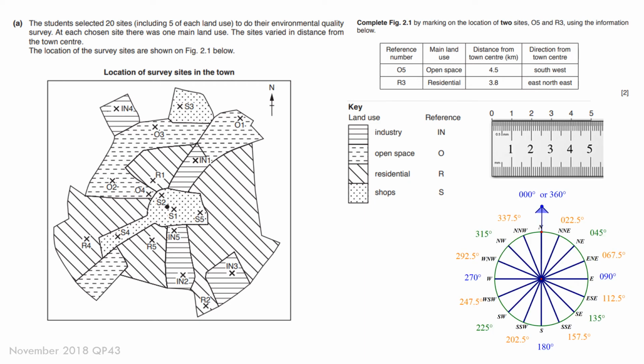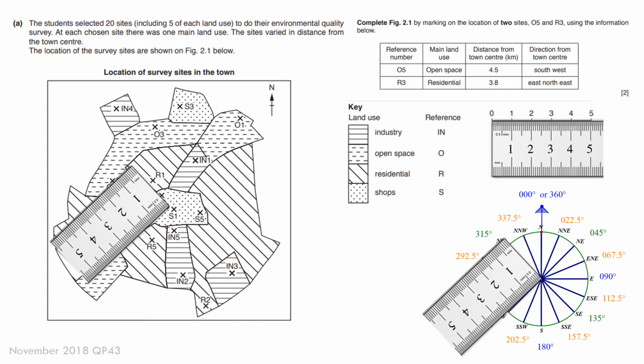I might draw my compass just to refresh the directions I have to go in. So southwest and east-northeast. Now remember, when you are plotting the points, the start point in this case is the town centre, and I'm going in a southwest direction from the town centre. Hence, my ruler has been positioned like this. I'm going 4.5 kilometres, so I need to plot my point at 4.5 centimetres, and I'll copy exactly what they did. So in this case, I'm going to put an X and I'm going to write O5. I'm doing this in red so it stands out.